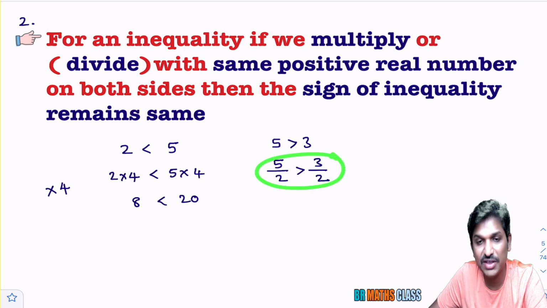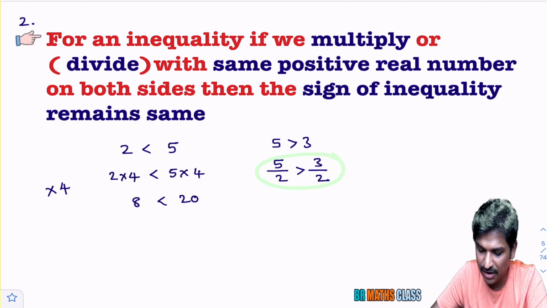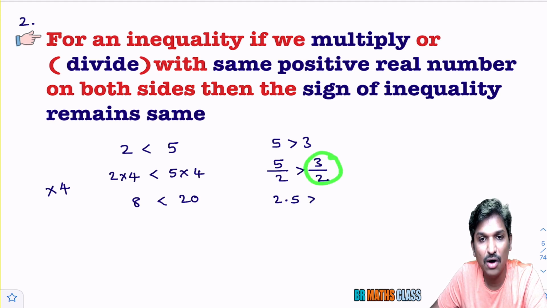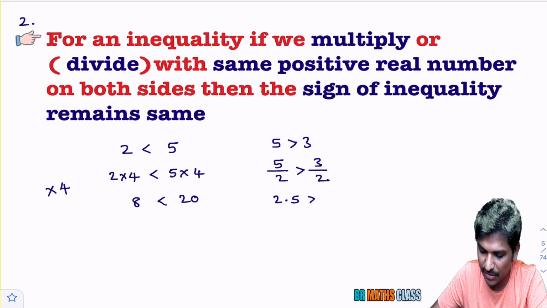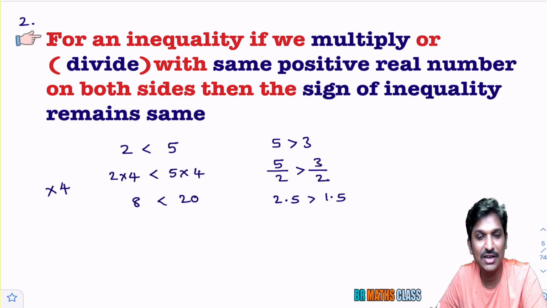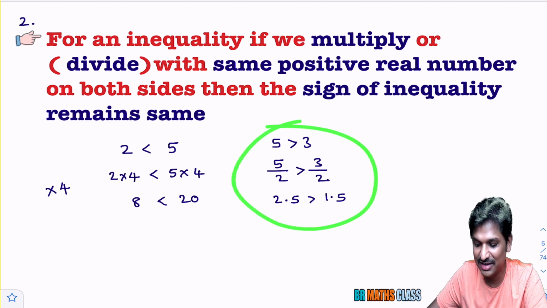Now I need to check whether it is true or not. 5 divided by 2 is 2.5, greater than 3 divided by 2, which is 1.5. Right? 2.5 is greater than 1.5. Is it true? Yes. This rule is working very fine. This rule you need to memorize. To explain this rule, I am taking all these examples.